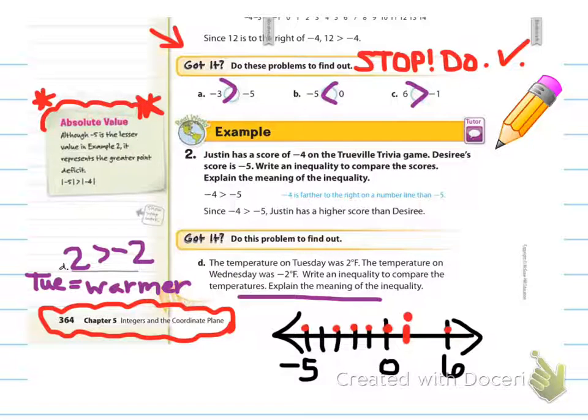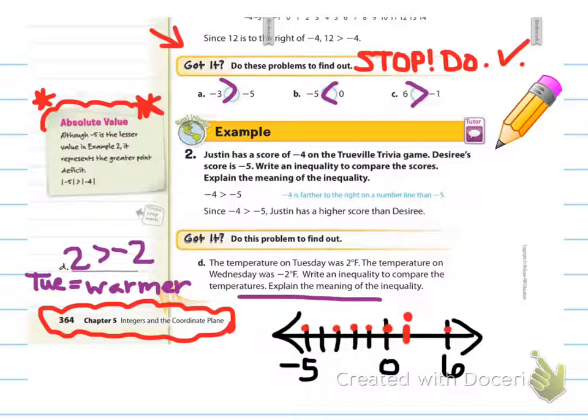For B, negative 5 is less than 0. Negatives are less than 0. Also, they're furthest to the left on the number line. For choice C, positive 6 is greater than negative 1. And again, all positive numbers beat negative numbers. 6 is going to be to the right on the number line. Negative 1 will be the furthest to the left. Okay, make sure you pay attention to the left where it says absolute value, the little sticky note they've put on the workbook page.